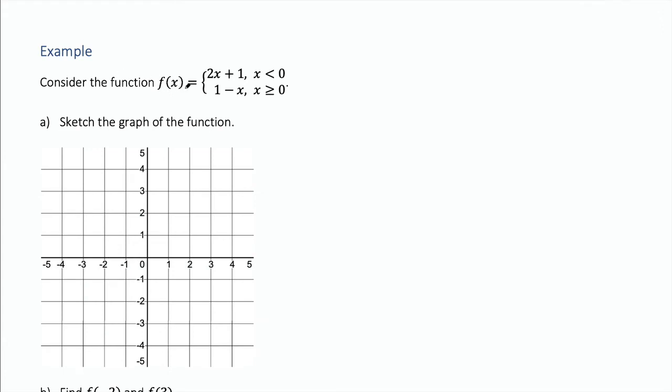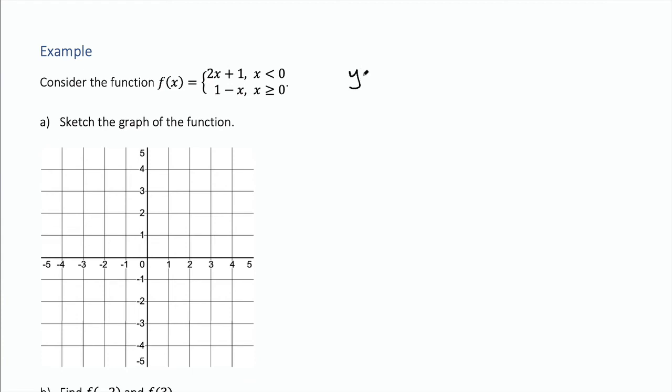Consider this function f of x equals this thing. This says that when x is less than 0, in other words, when it's negative, our rule is going to be 2 times x plus 1. Okay? When x is greater than or equal to 0, our rule will be 1 minus x. So we're going to go and sketch this function. Now we know how to sketch both 2x plus 1 and 1 minus x. Those are just lines.